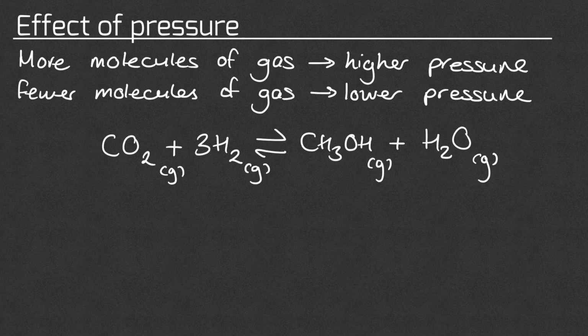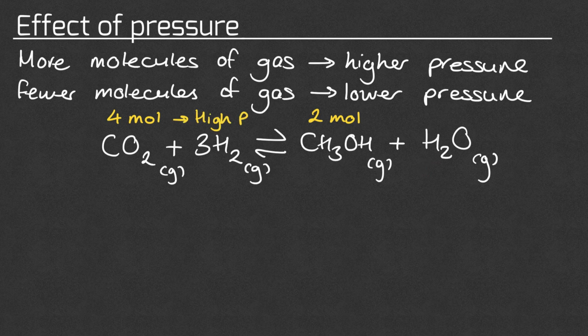So we're going to look at an example of that equilibrium again. This time, because we're looking at pressure, I've labelled on the state symbols of all the chemicals, so we know that everything we're looking at is a gas. There are 4 molecules of gas on the left-hand side, 1 molecule of carbon monoxide, and 3 molecules of hydrogen. And there are 2 molecules of gas on the right-hand side, 1 molecule of methanol and 1 molecule of water.